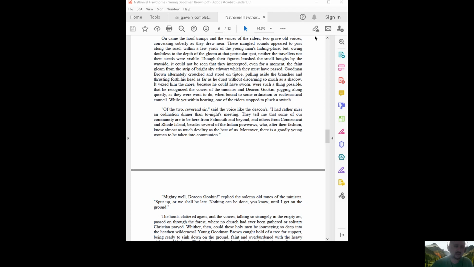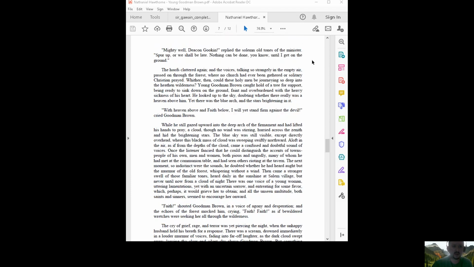All right, so the minister and deacon have just said that they're going to the devil's mass in the woods, as well as that Sunday school teacher. So they're all going there tonight. So yeah, that's got to shake Brown up some more.